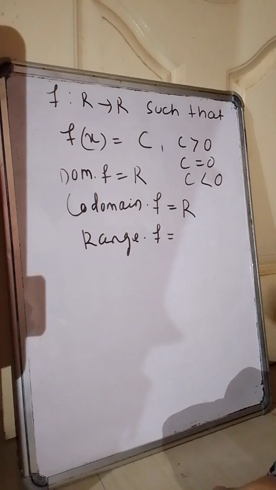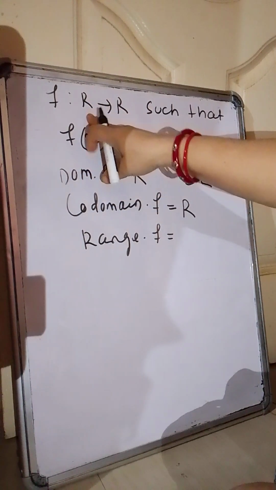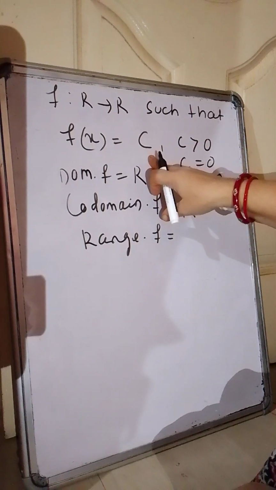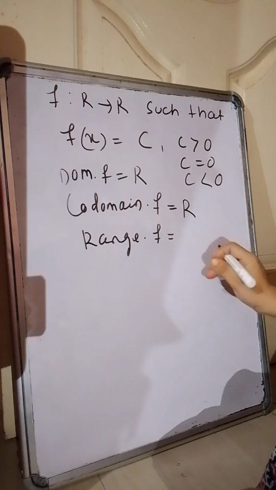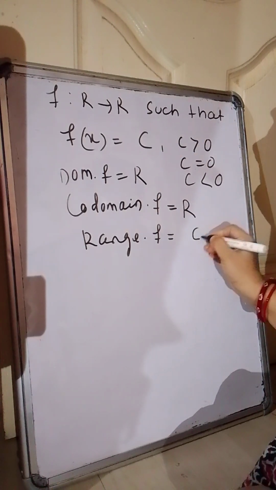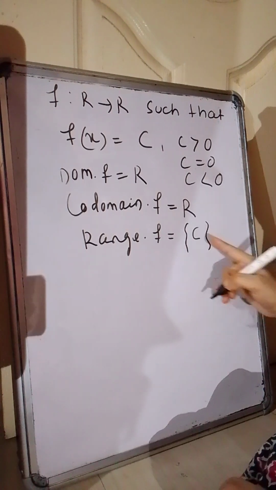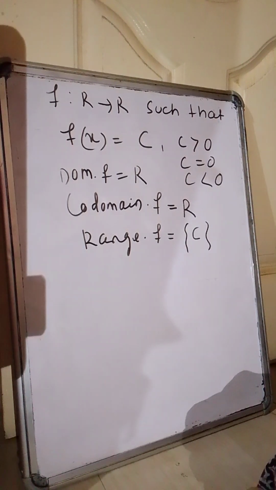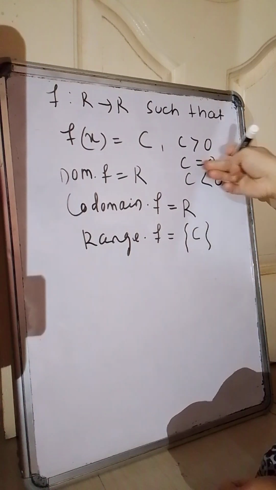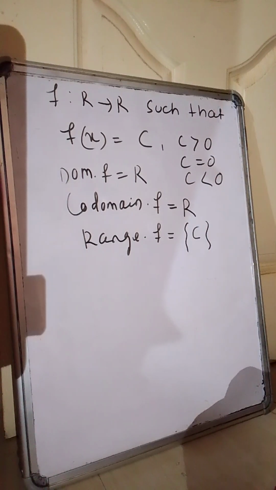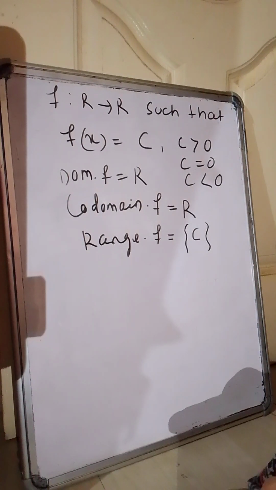In this case, whatever value you take for x from this domain set, you will always get the value c. So the range set is a set containing the element c, and depending on c greater than 0, c equal to 0, or c less than 0, you can draw the graph of the function.